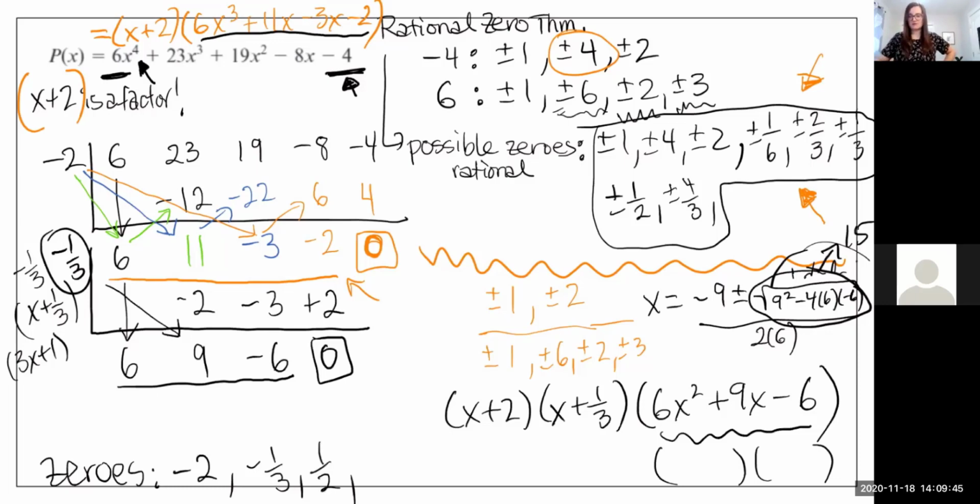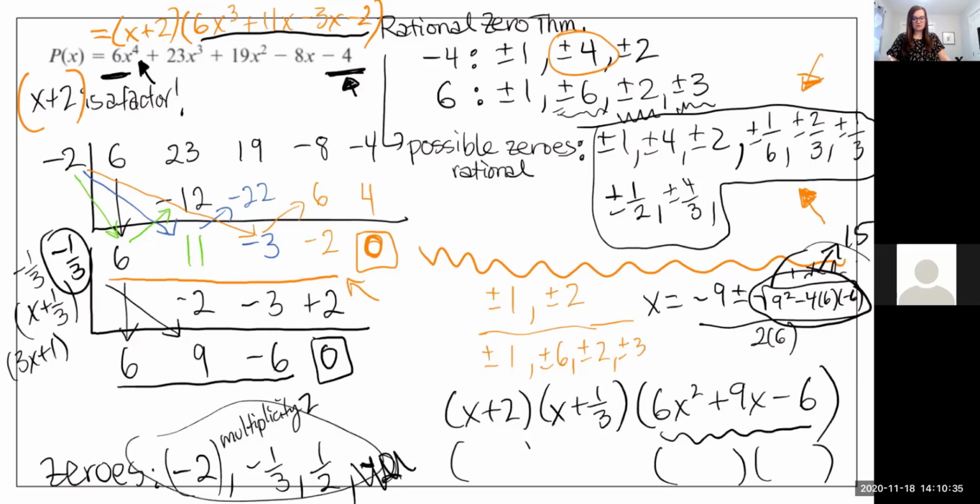I'm doing some of this without writing it out, but you can hopefully see what's happening. And then -9 minus 15 is going to be -24, divided by 12 is going to be -2. So you get another -2. So what that means is this one is multiplicity 2. So it'll bounce at that point, and it will pass through -1/3 and 1/2. And yeah, you could sketch the graph from that information.